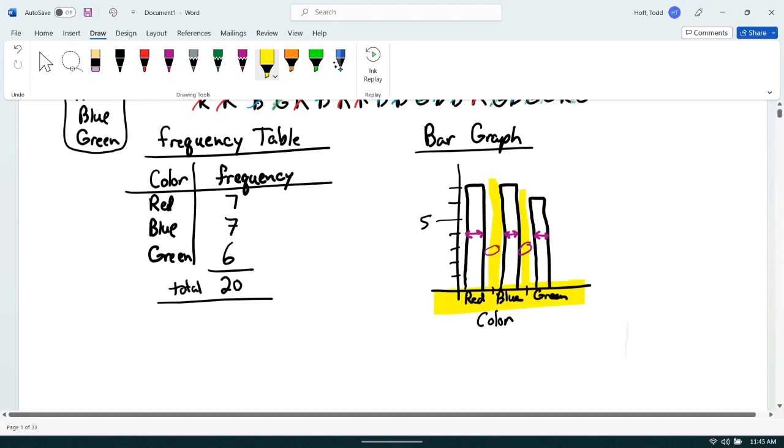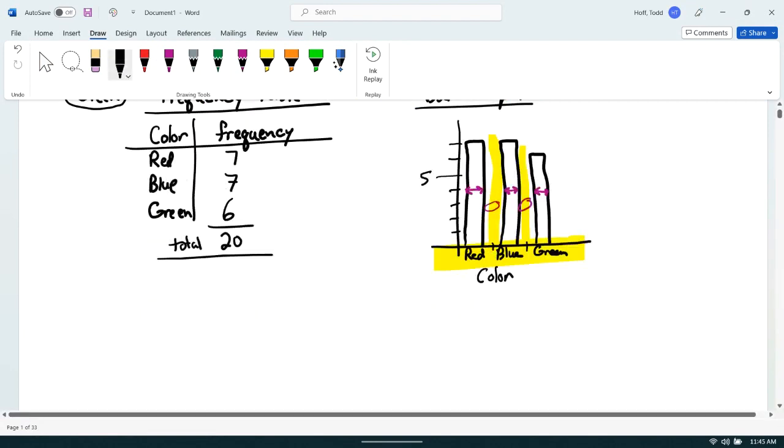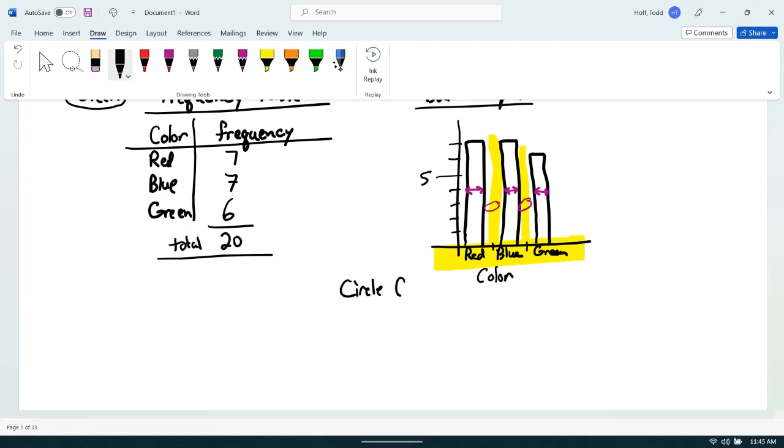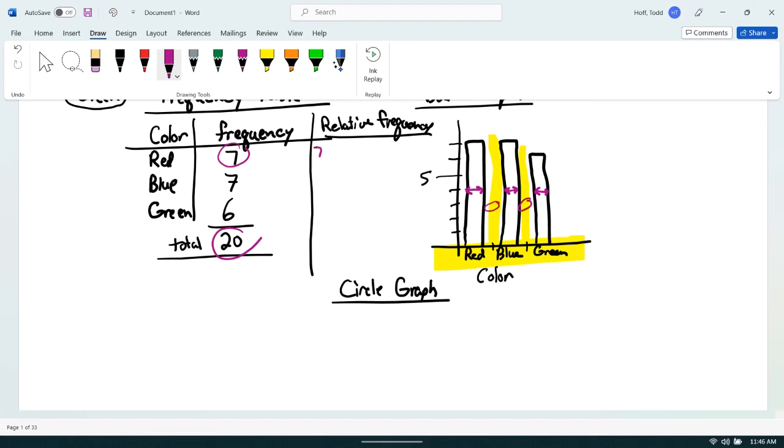Now, the second type of graph we could use to display these would be called a circle graph. And a circle graph typically displays percents rather than raw values. So we need to find something called the relative frequency for each of these colors. Relative frequency is found by taking the raw frequency divided by the total. So here 7 divided by 20 is 0.35.